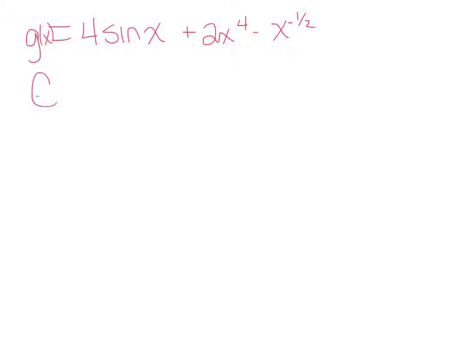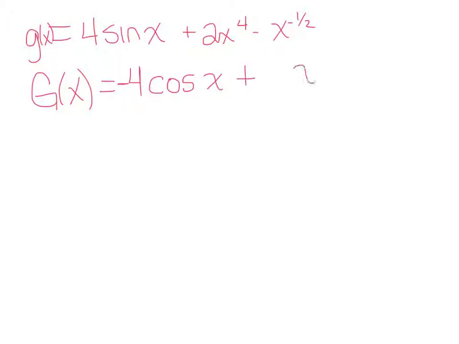So now we're going to find capital G, or the antiderivative. So we have to think about, what did they take the derivative of to get sine of x? And I believe that's negative cosine, right? Because the derivative of regular cosine is negative sine. So we need the negative here, and the 4 just stays out front, just as it does when you take the derivative. Then we have 2x to the 4th.